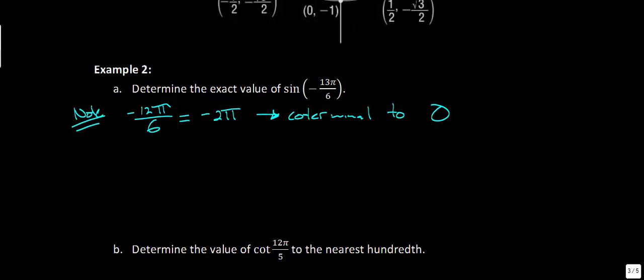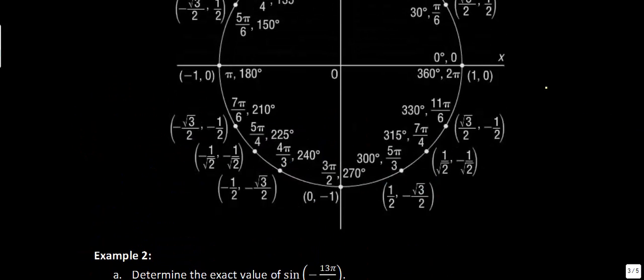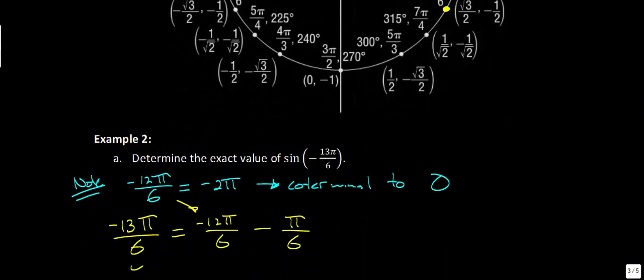Because now what we can do with that little piece of information is say that negative 13 pi over 6, if we just use some arithmetic, is equal to negative 12 pi over 6 minus pi over 6. Oh, okay. So that's kind of interesting, because if we go all the way around the circle once and then we come back a pi over 6, I think you'll realize that we end up at this point right here. Okay, so let's go back down right here.